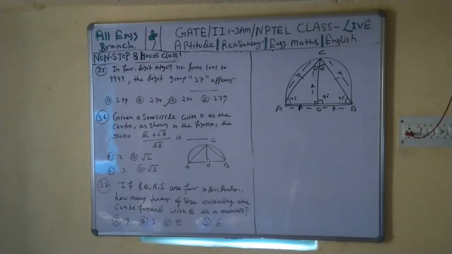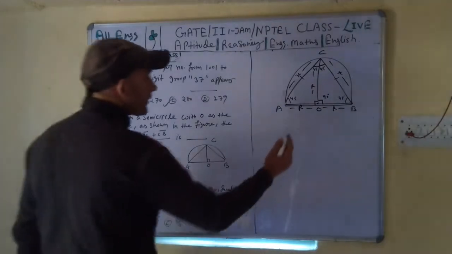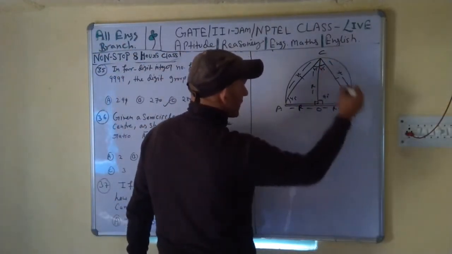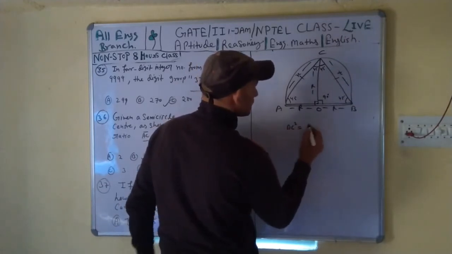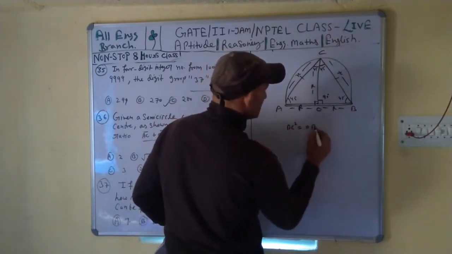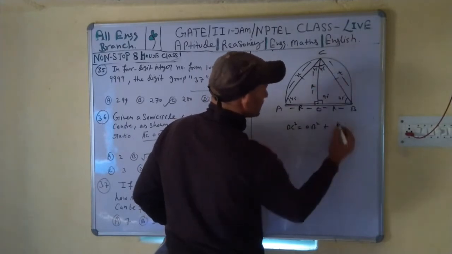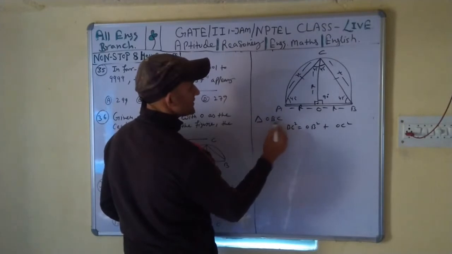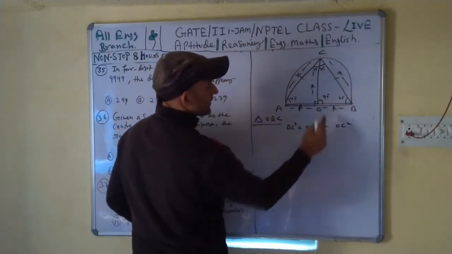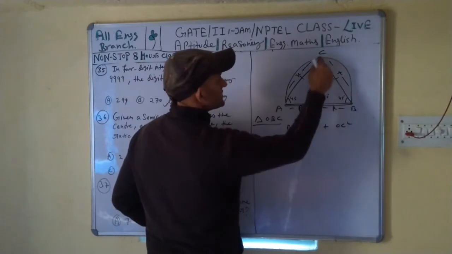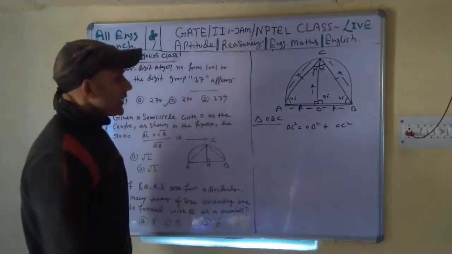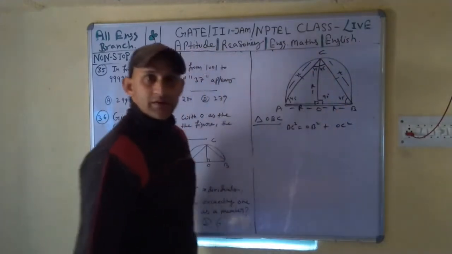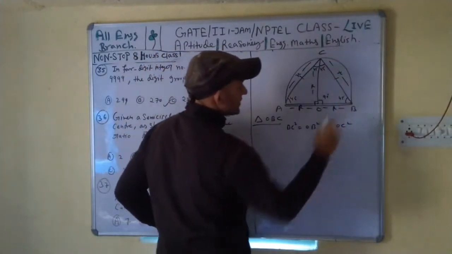You can also solve. This is radius, this is radius. What is this? BC square is equal to OB square plus OC square in triangle OBC. In this triangle, this square plus this square is equal to this square. Hypotenuse square is equal to length square plus base square. So BC is the hypotenuse.